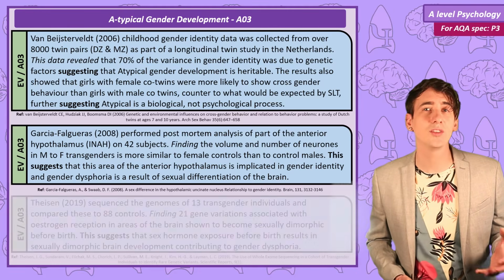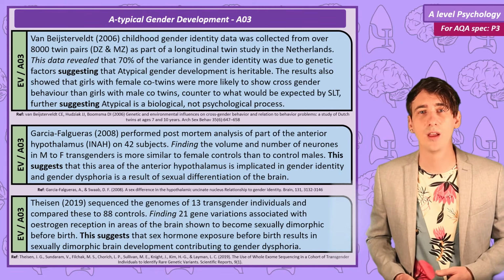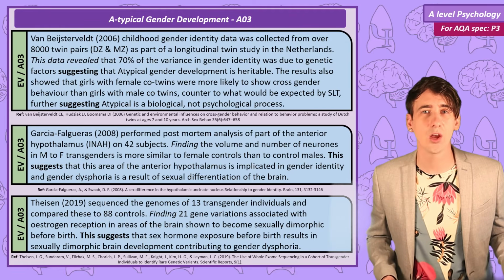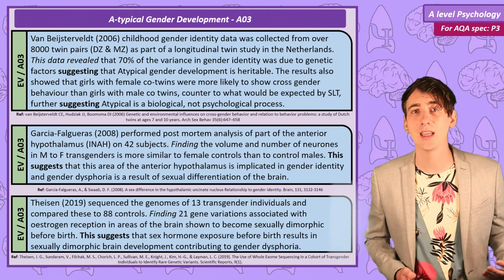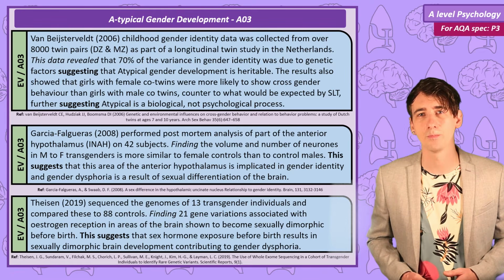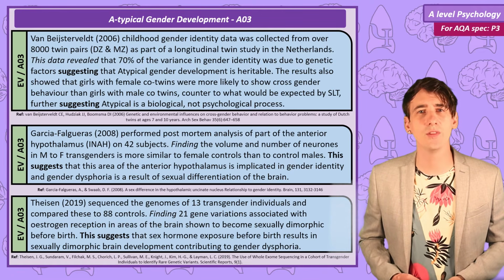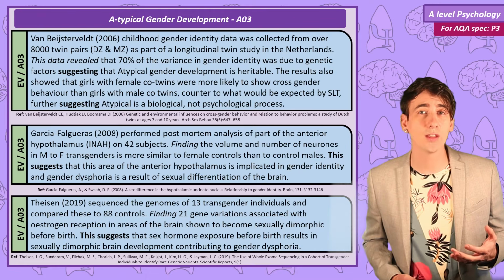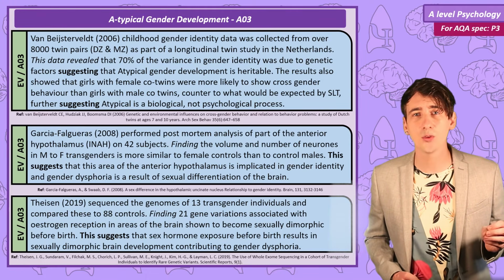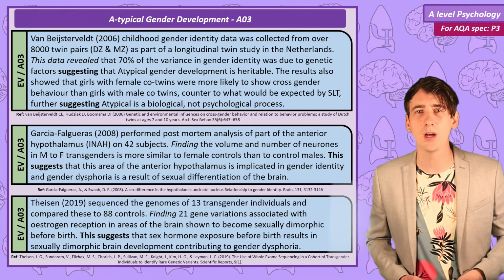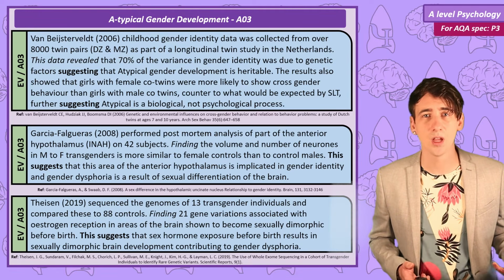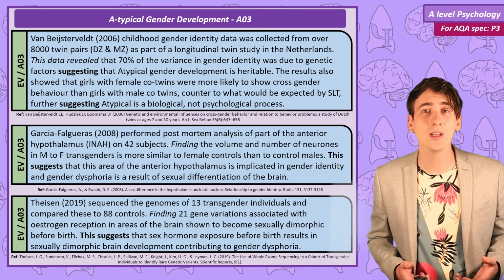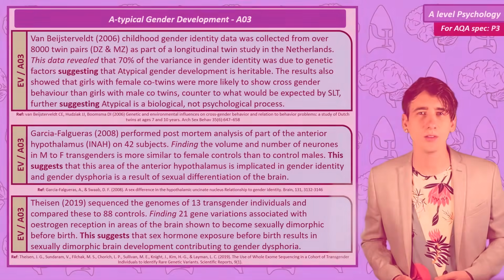The third study links genetics and hormones. Thielston scanned the complete genome of 13 transgender individuals and compared these with 88 non-transgender controls. This revealed 21 gene variations. These are associated with how the infant brain processes the hormone estrogen before birth. Now, this suggests that early hormonal influences on the developing infant could lead to gender dysphoria later in life.